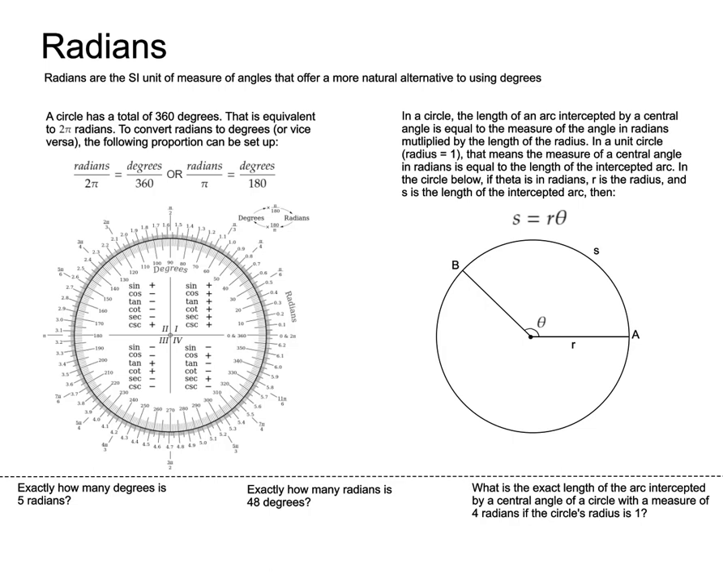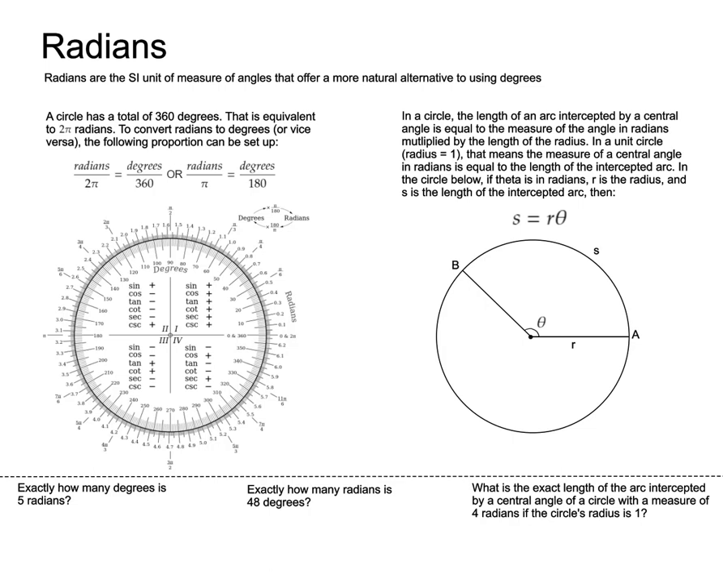Now let's talk about why radians are a little bit more natural to use than degrees. It all has to do with measuring arc lengths. So in a circle, the length of an arc intercepted by a central angle is equal to the measure of the angle in radians multiplied by the length of the radius. So if we had a unit circle, meaning we have a circle with radius 1, that means the measure of a central angle in radians is equal to the length of the intercepted arc.